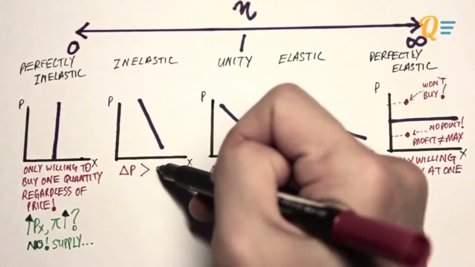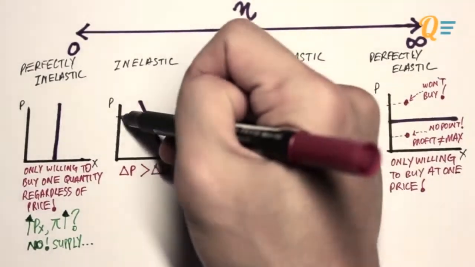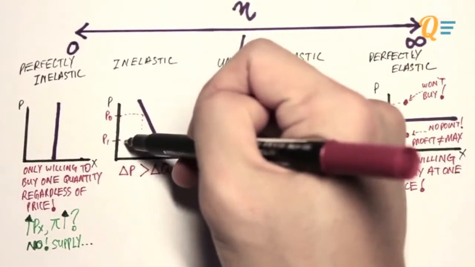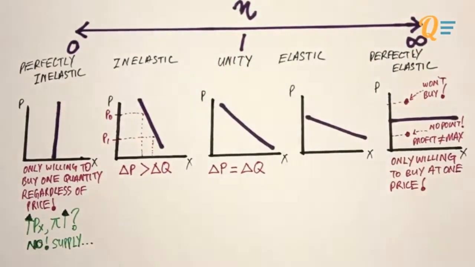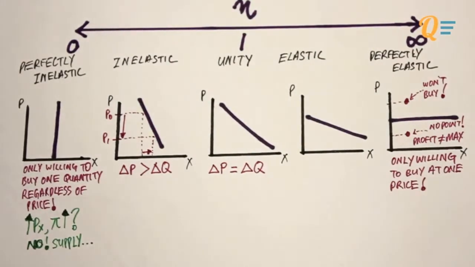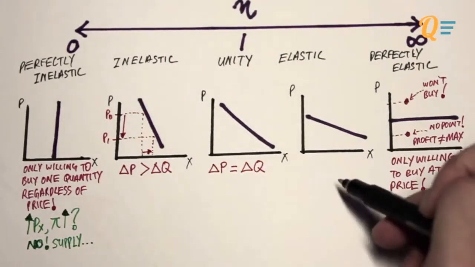If demand is inelastic, then the change in price is going to be larger than the change in quantity. So imagine if price was initially P0 and it decreases to P1. This distance is larger than this distance. Therefore, the change in price is larger than the change in quantity.